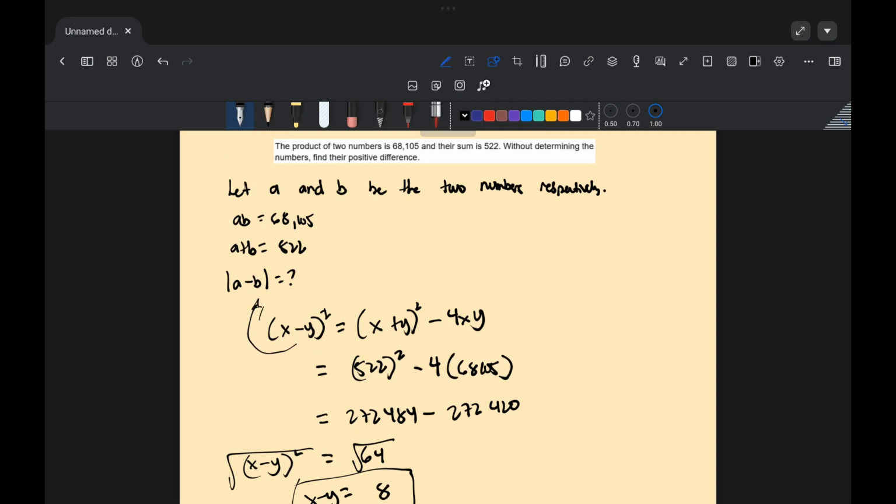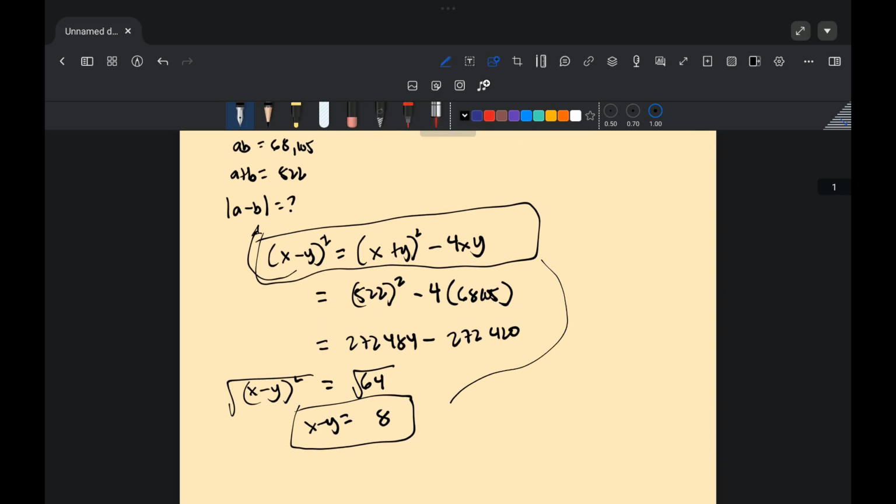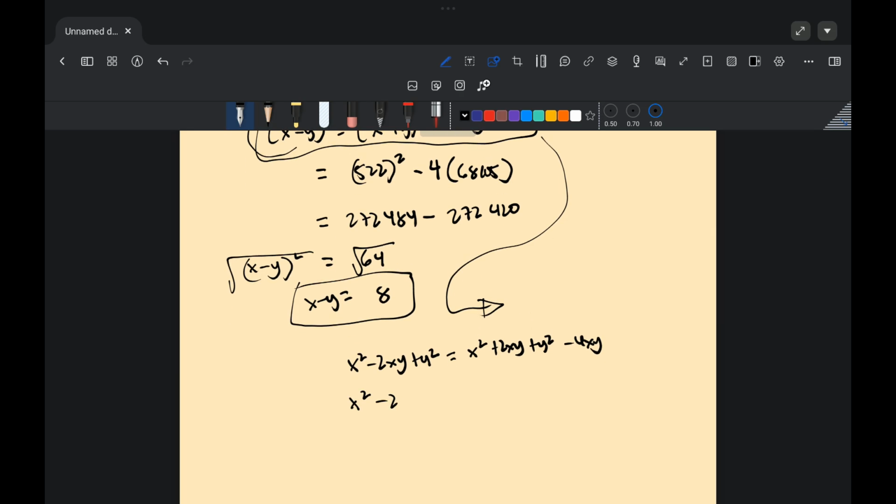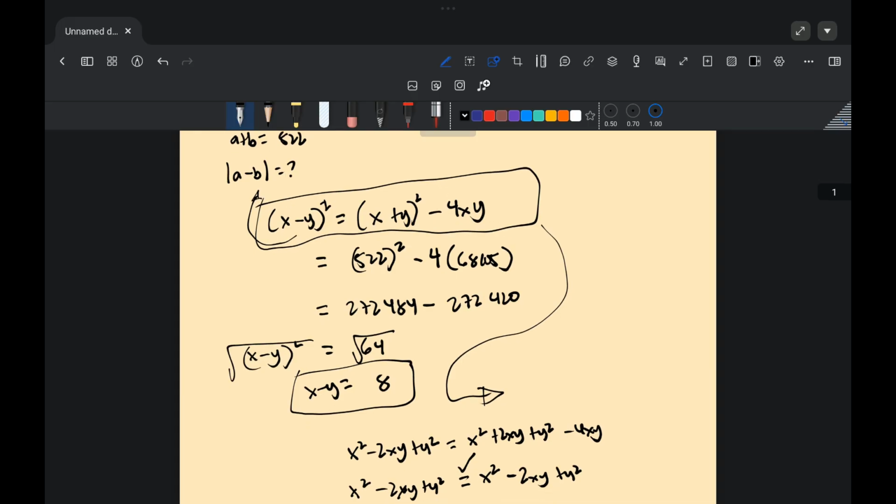And if we're confused about this one, let us try to simplify it further so you will understand it. The square of x minus y is x squared minus 2xy plus y squared. And then the square of x plus y gives us x squared plus 2xy plus y squared, minus 4xy. Then solving the similar terms, we have x squared, and 2xy minus 4xy is equal to negative 2xy, plus y squared, giving us the same expression on both sides.